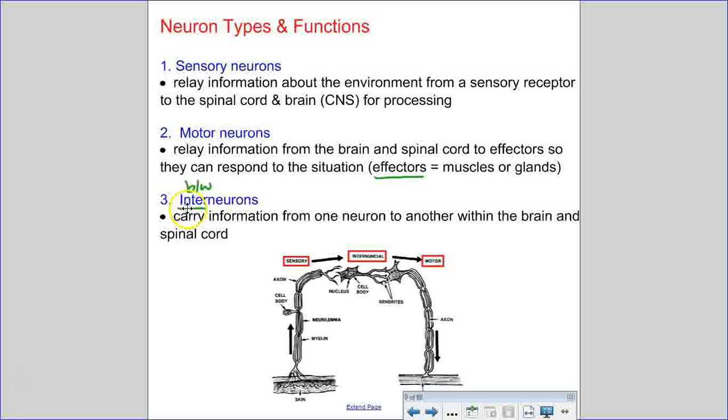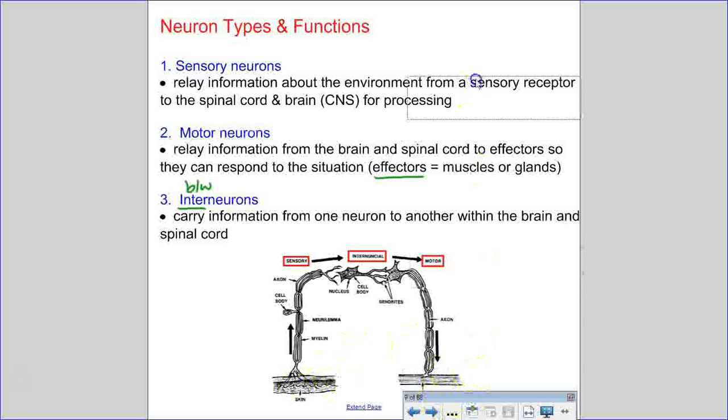Interneurons, inter means between, so the interneurons are neurons that carry information from one neuron to another within the brain and the spinal cord. Okay, so they are within the CNS itself.